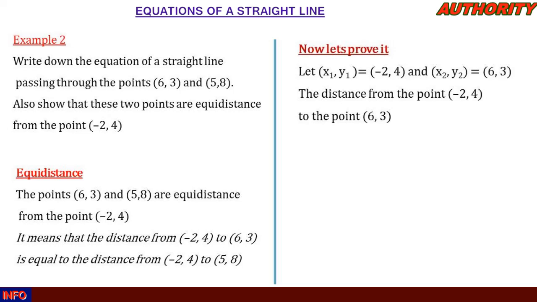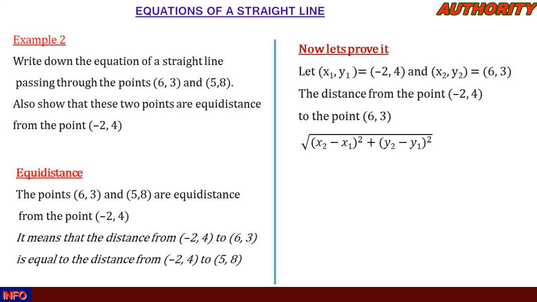What does the distance formula say? The distance formula says that r is equal to the square root of x2 minus x1 squared plus y2 minus y1 squared.